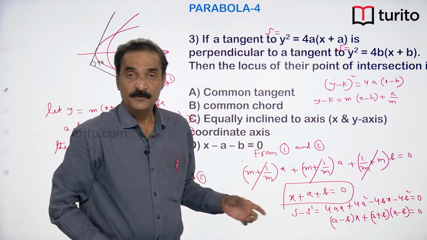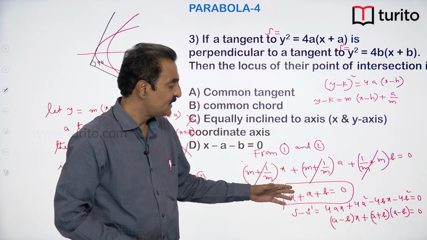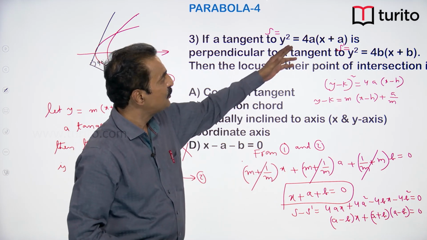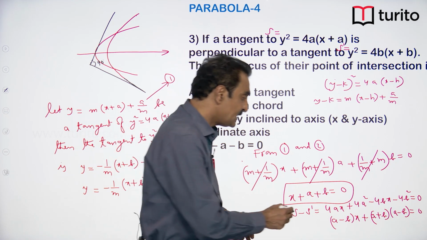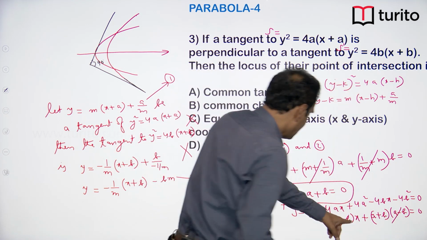Now, we can cancel a minus b because a is not equal to b. If a is equal to b, the two curves coincide with each other. So, cancelling a minus b, you are getting the same equation.